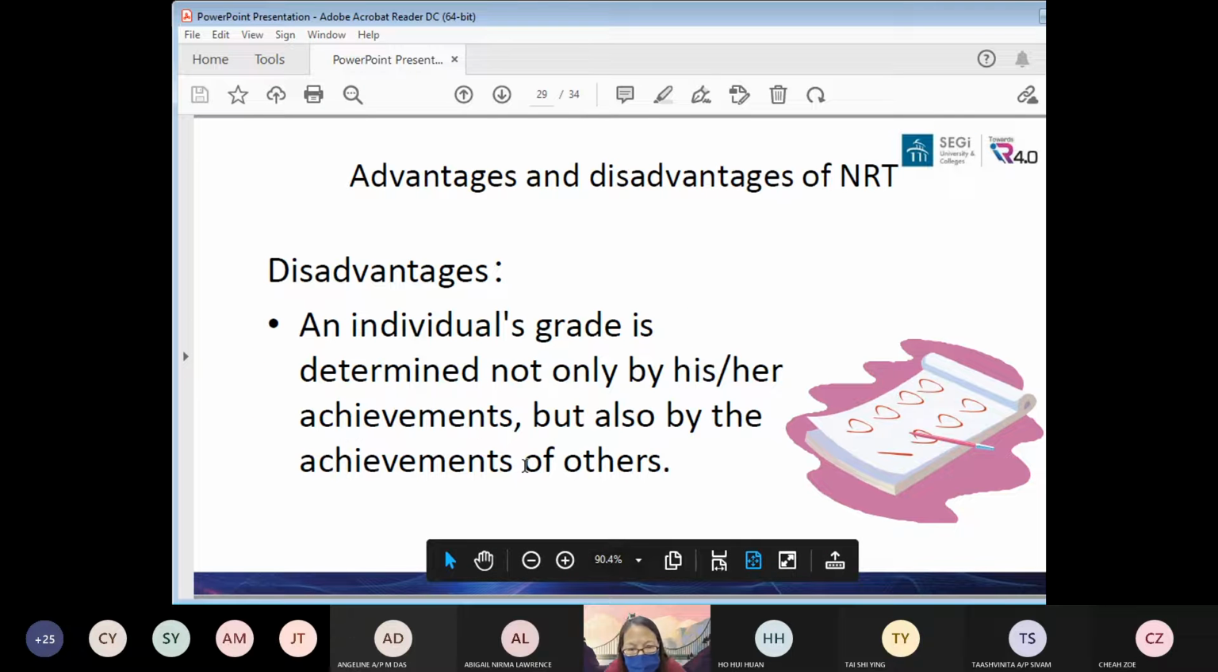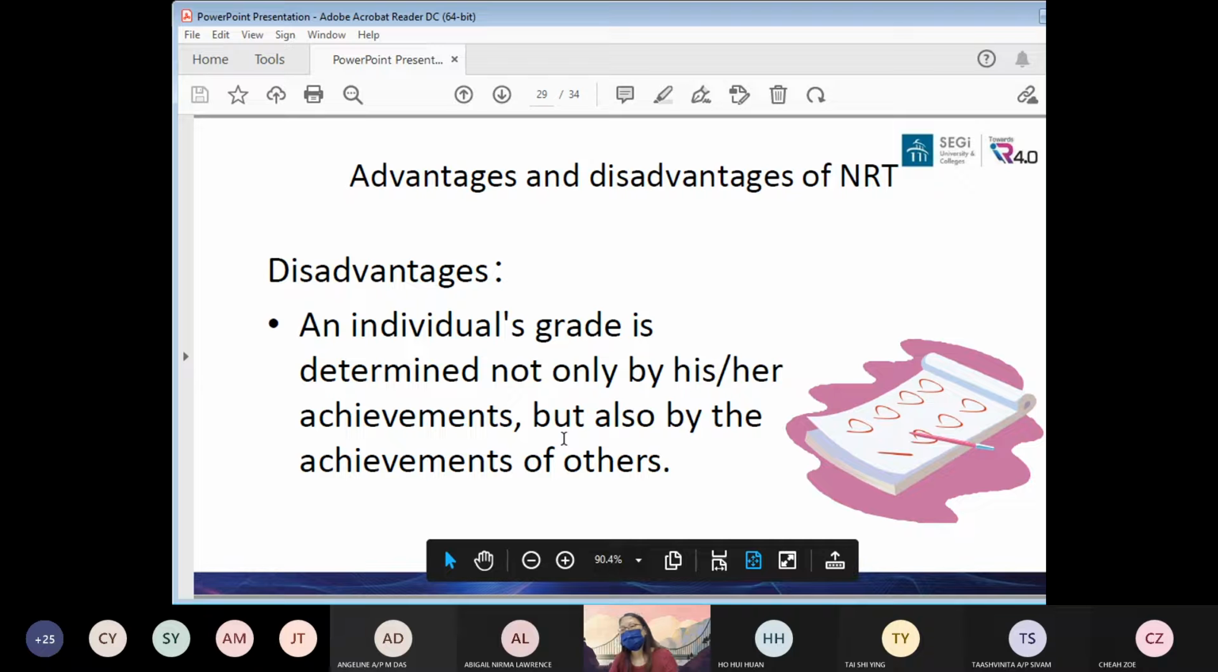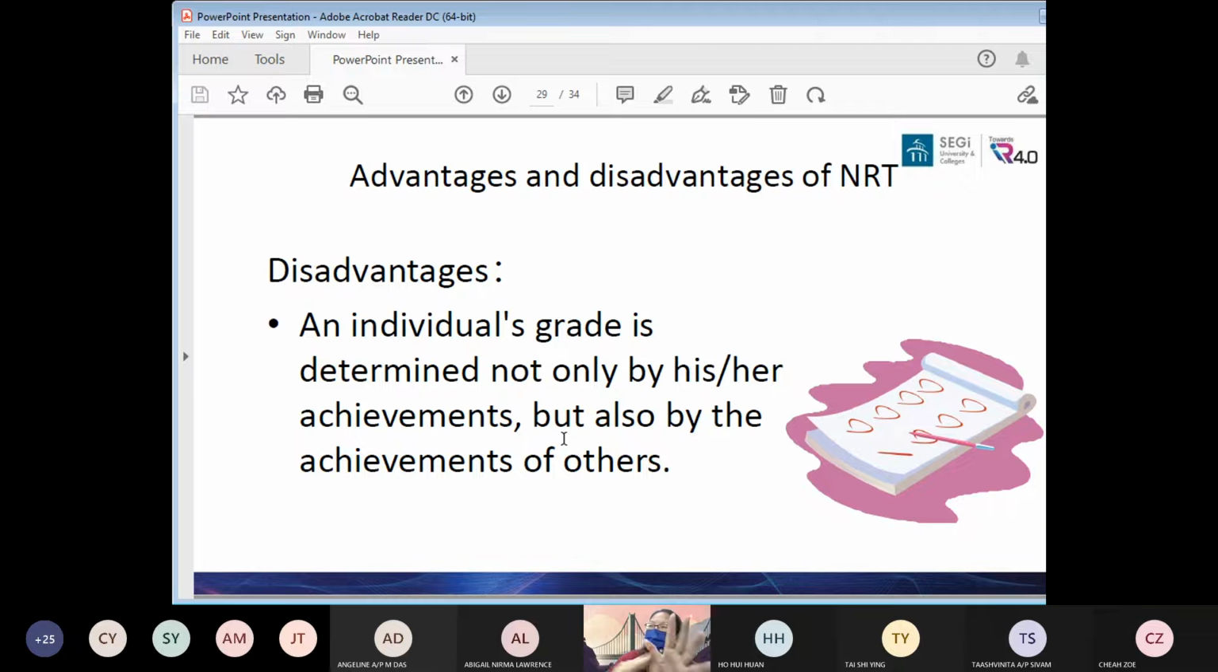The disadvantages. An individual's grade is determined by other people's grades. Understand? It's not by himself or herself, but your grade is compared to other people's grades to tell you whether you have done well or not. That is a disadvantage. You may have done very well. Maybe you got 90 marks, or maybe you got 80 marks. But because their average is 90 marks, or very high, you become no good. Actually, it's still good, all right? But because of that, it becomes not so good. So there's a disadvantage.